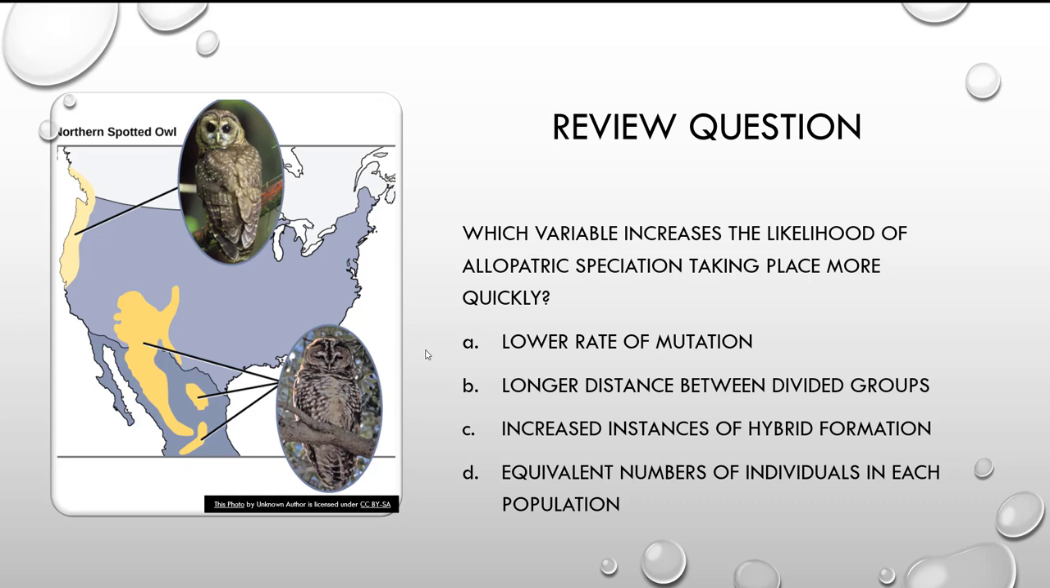And then finally we have, which variable increases the likelihood of allopatric speciation taking place more quickly? Would it be A, lower rate of mutation, B, longer distance between divided groups, C, increased instances of hybrid formation, or D, equivalent numbers of individuals in each population? So which one increases the likelihood of allopatric speciation?